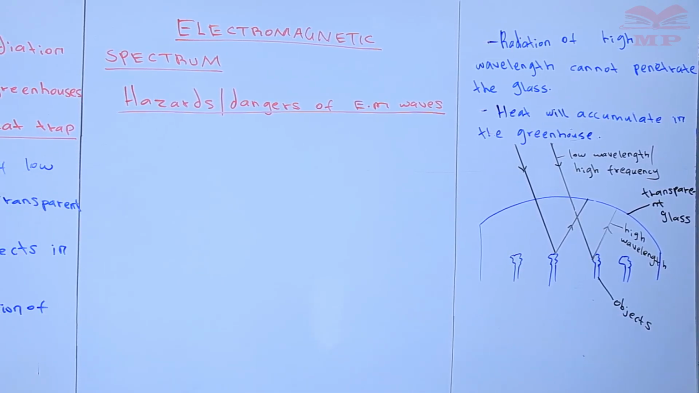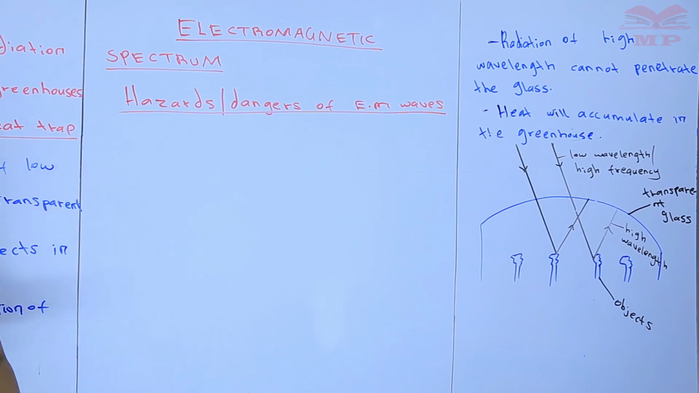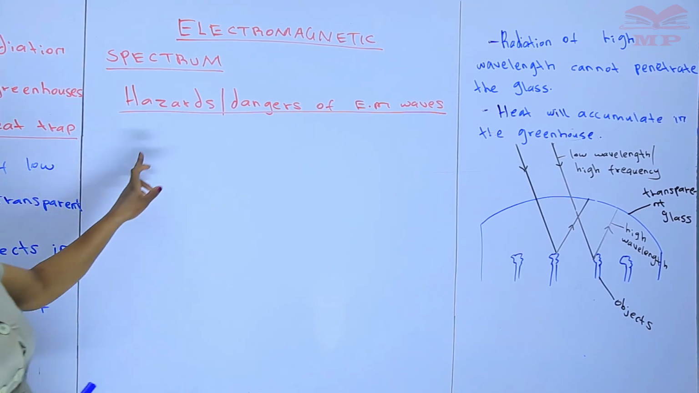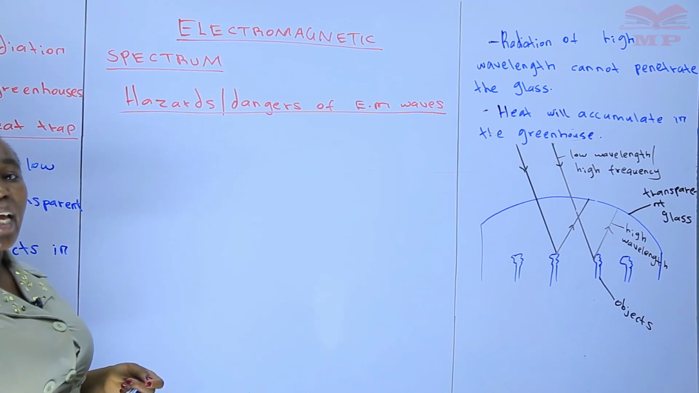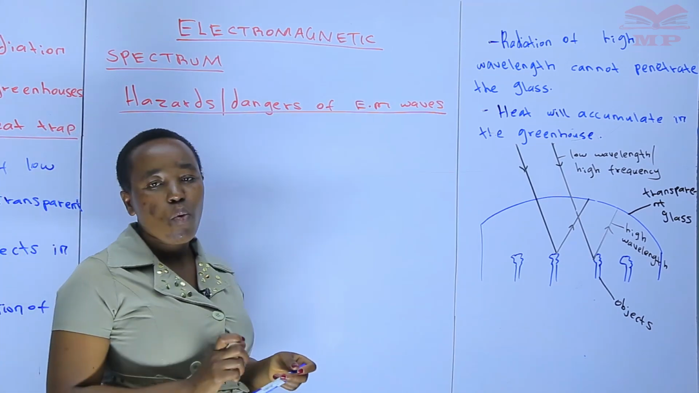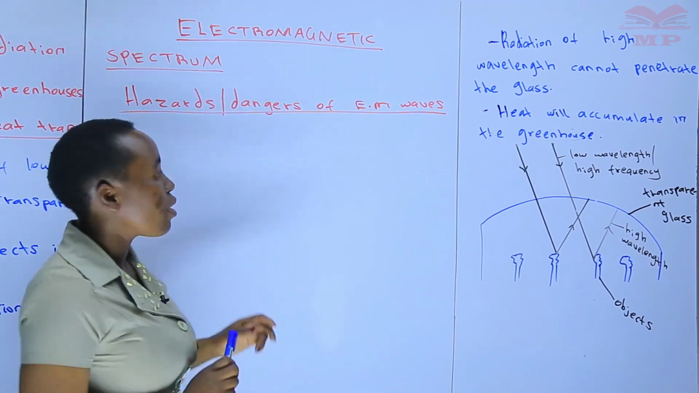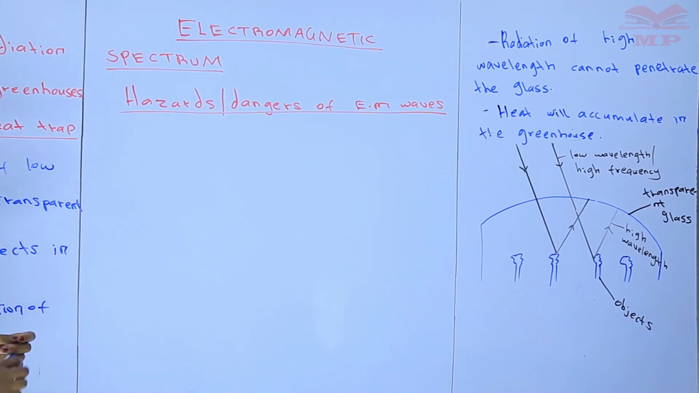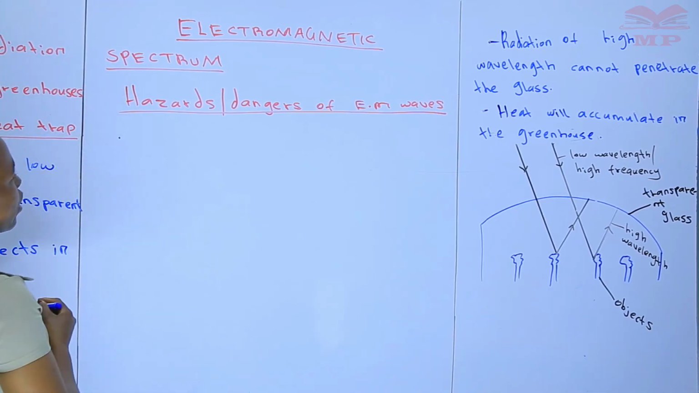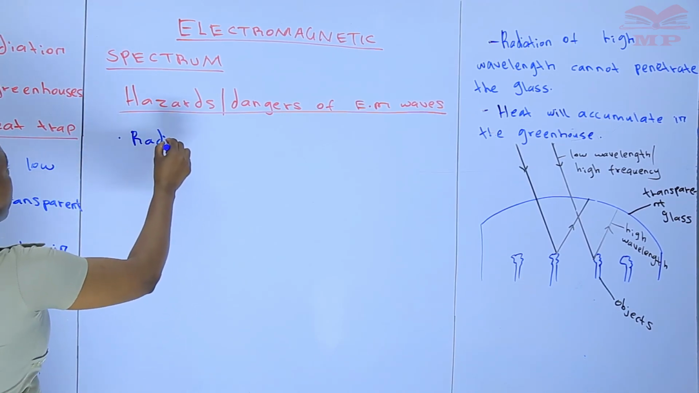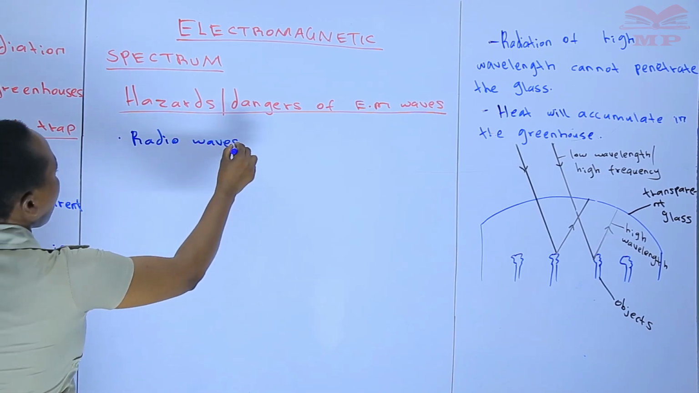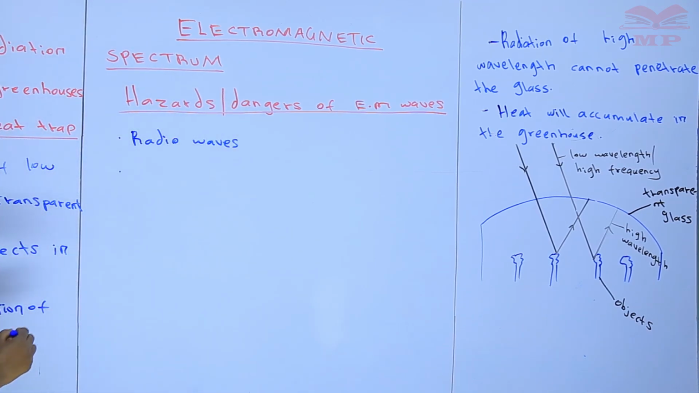So now back to our lesson today, that is on the hazards or the dangers of the electromagnetic waves. Let's first start by listing the electromagnetic waves in order of their increasing frequency. We have the radio waves, which have the lowest energy.